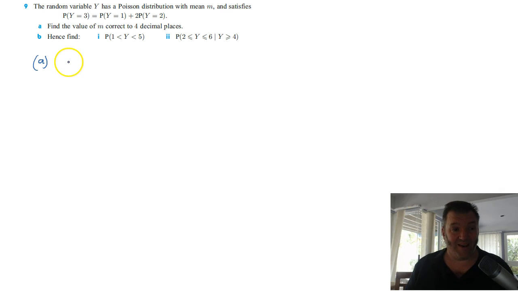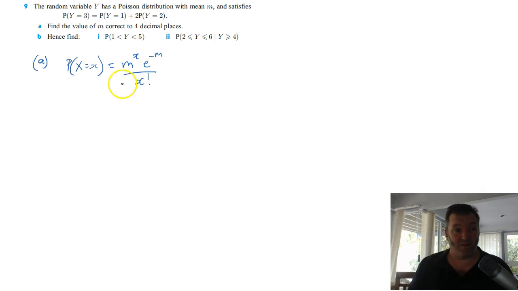What are we going to need for this one? We're going to need our definition. So probability x equals x, which is in this case y, but that's okay, this is just our rule. Now what is it? It's m to the power of x e to the negative m over x factorial.